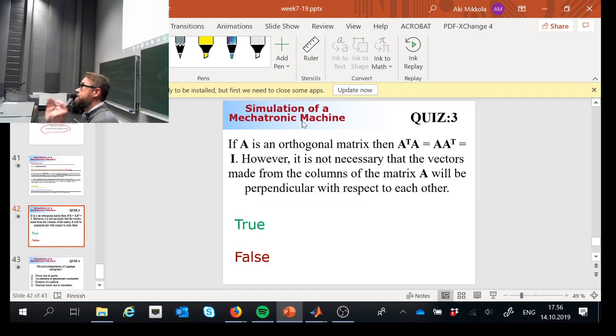Look, this is a very theoretical question. If A is an orthogonal matrix, then the matrix transpose multiplied by the original matrix, and the other way around, is equal to the identity matrix. This holds, I'm saying. However, it is not necessary that vectors made out of the columns of matrix A will be perpendicular with respect to each other. True or false?